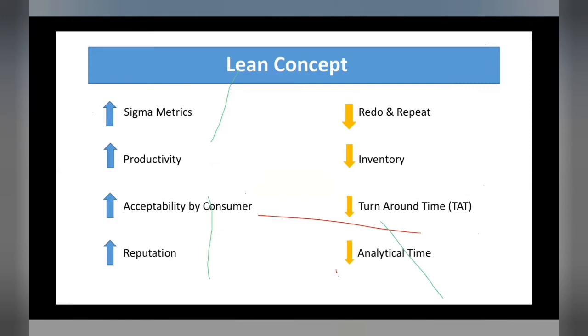Increase in sigma metric is a sign of high quality. There is increase in the productivity, increased acceptability by the consumer, and increase in the reputation of the laboratory. And also there will be decrease in the repeat of testing. There is less wastage of things which we are keeping in the inventory. Our turnaround time will decrease because we don't have to repeat tests more frequently now. And our analytical time, or you can say throughput time, will be better.